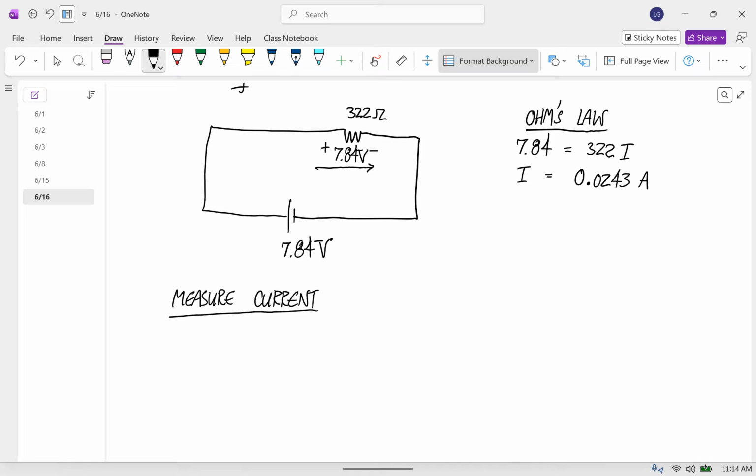Okay, so notice that with this simple circuit that we made, everything is in series. Like any electricity that goes through the battery has to go through the resistor. There's no other paths that it can veer off. And so the current is going to be the same anywhere. So it doesn't matter where we make a break in this circuit.